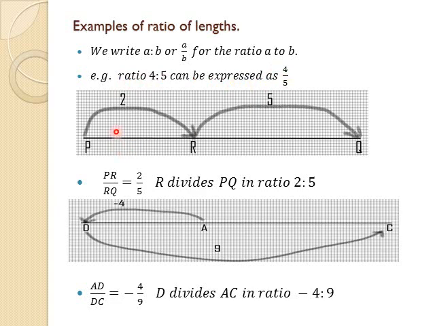In reality, what you're going to be doing when you're doing these problems is breaking up lines in proportion. So there, you can say R divides PQ in the ratio 2 is to 5, or in proportion, I can say PR over RQ is proportional to 2 over 5. And same here at the bottom, D divides AC in the ratio minus 4 is to 9, or I can say AD over DC equals negative 4 over 9. That's just basic examples from things we assume you've done in previous grades.